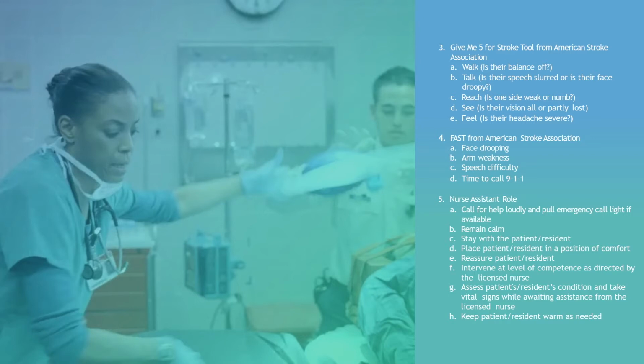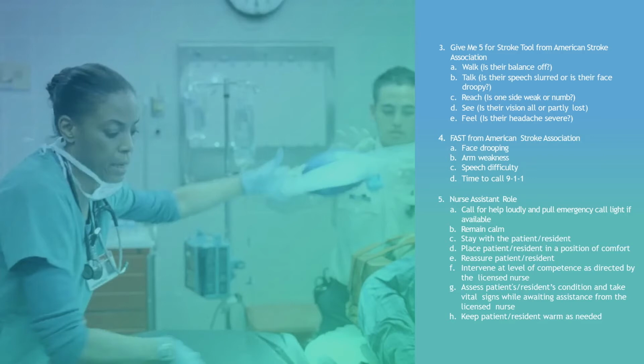Walking. Is their balance off? Talking. Is their speech slurred or is their face droopy? Reaching. Is one side weak or numb? Seeing. Is their vision all or partly lost? And feeling. Is their headache severe? FAST, from the American Stroke Association. Face drooping, arm weakness, speech difficulty. Time to call 911.